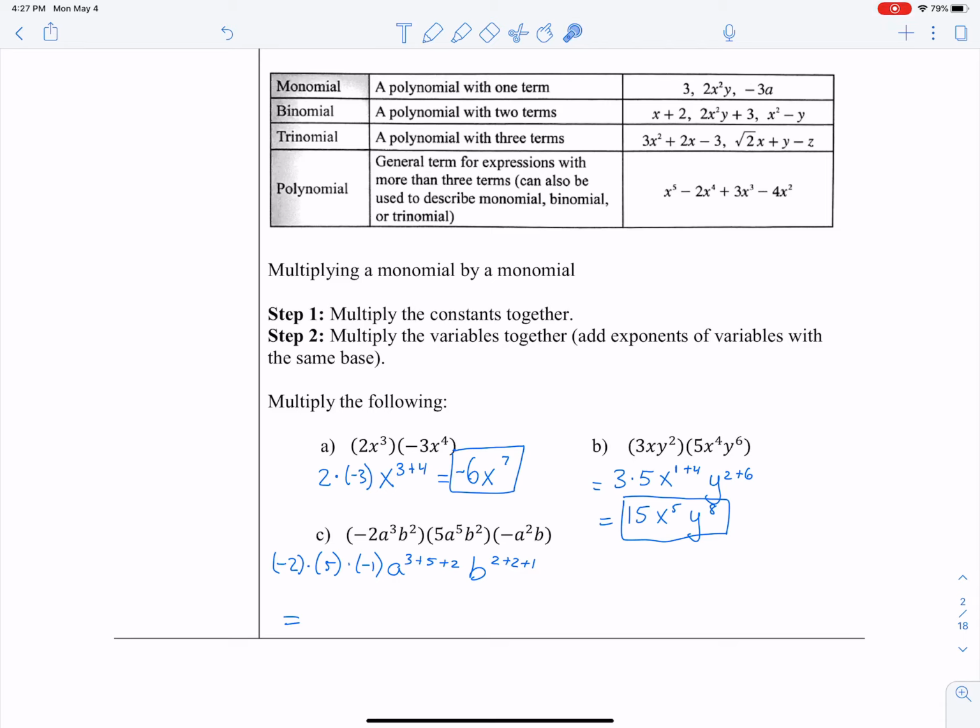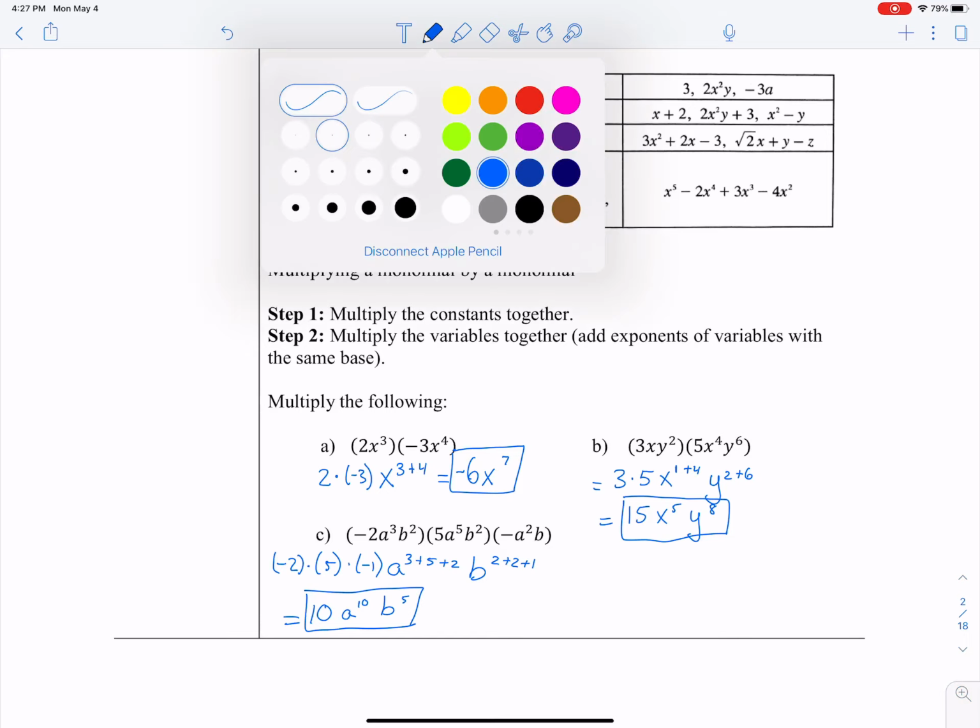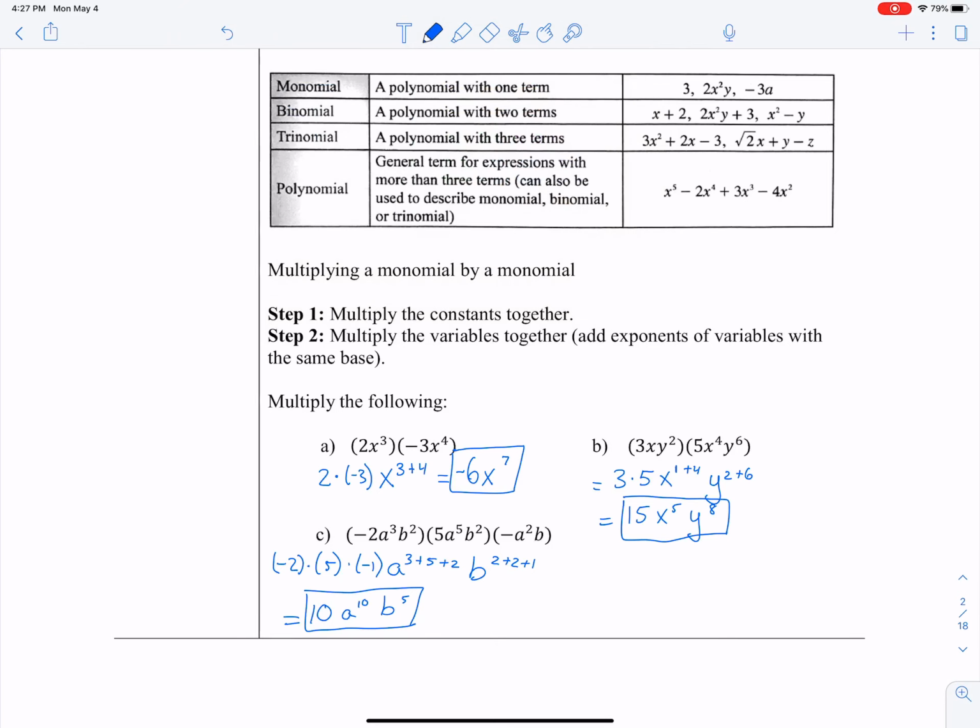So now I'm going to multiply minus 2 times 5 times negative 1. And that leaves me with 10. Going to add up 3 plus 5 plus 2. That gives me a to the 10. And then I'm going to add up on my b's. 2 plus 2 plus 1. That gives me b to the 5. That's my final answer. So that is how you multiply monomials together.